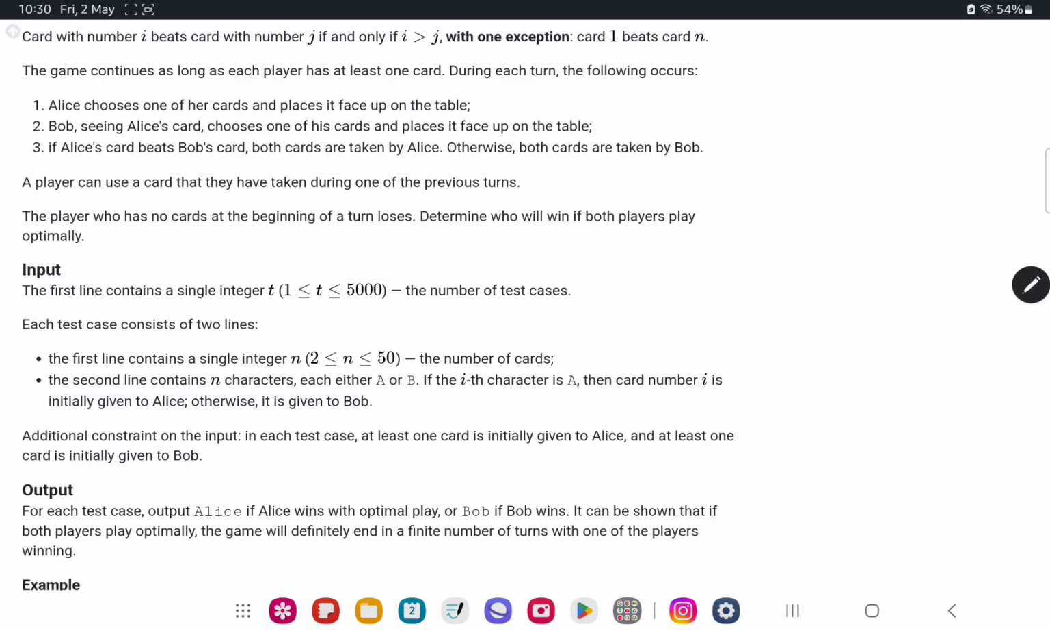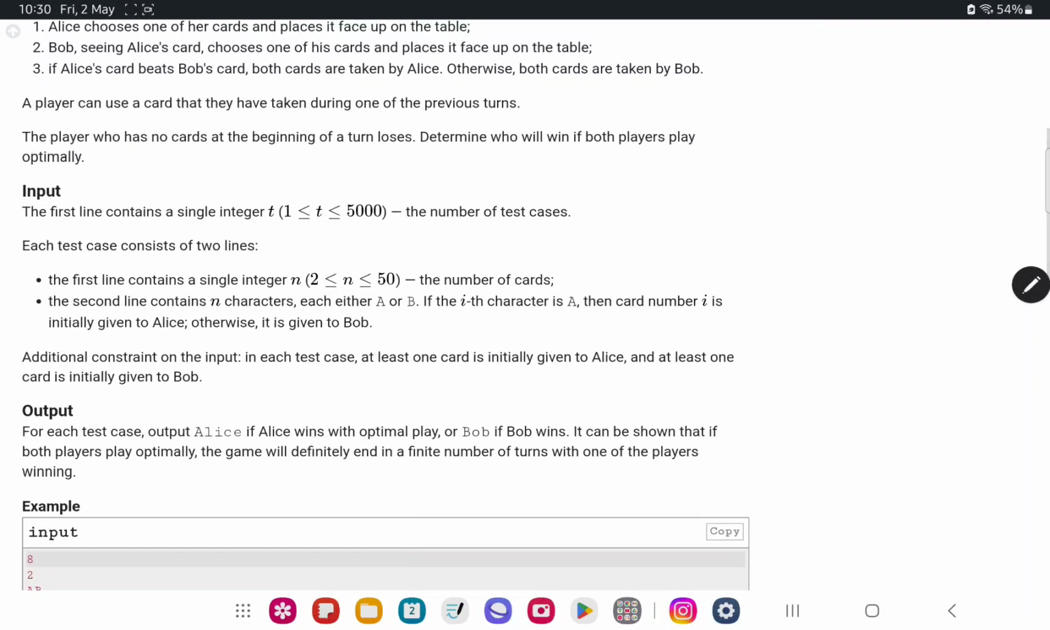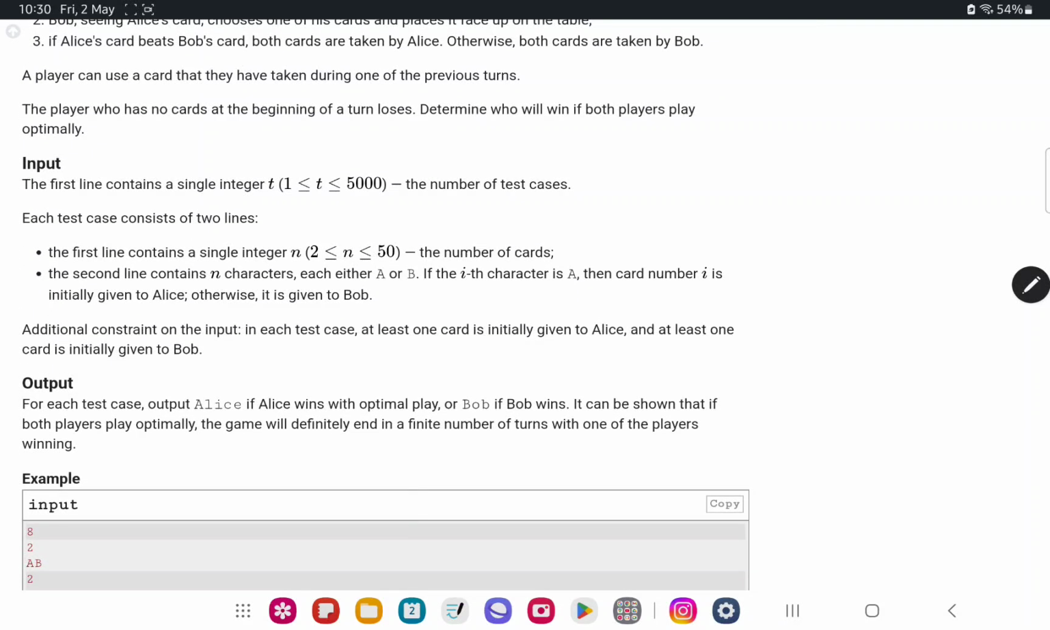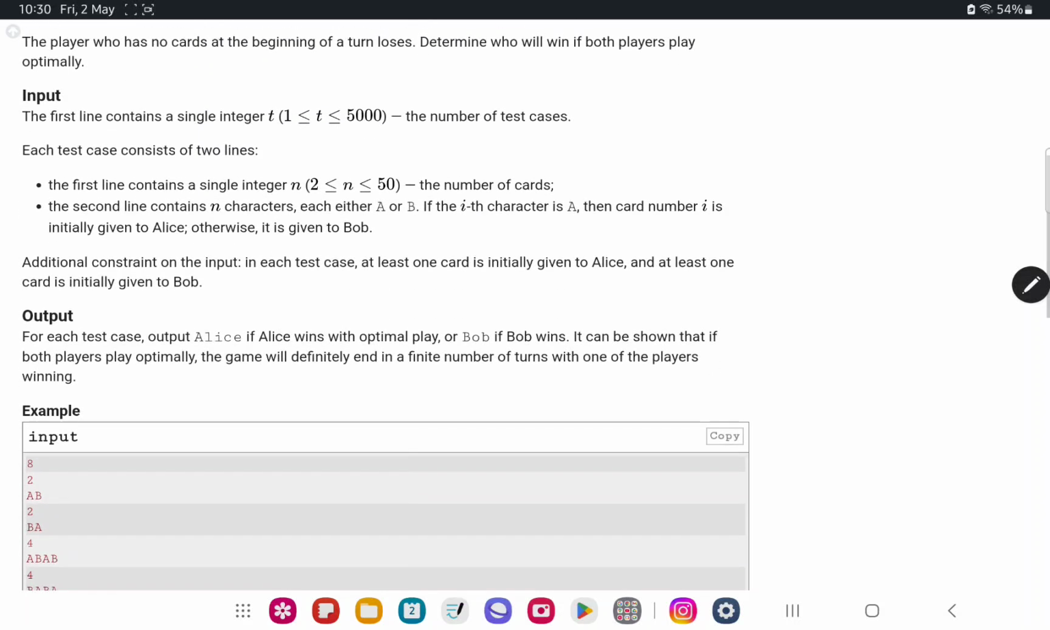Now we are asked to find who will win the game if both of them play optimally. Let's see the constraints. N is between 2 and 50, and it is also given that at least one card will be given to Alice and at least one card will be given to Bob.